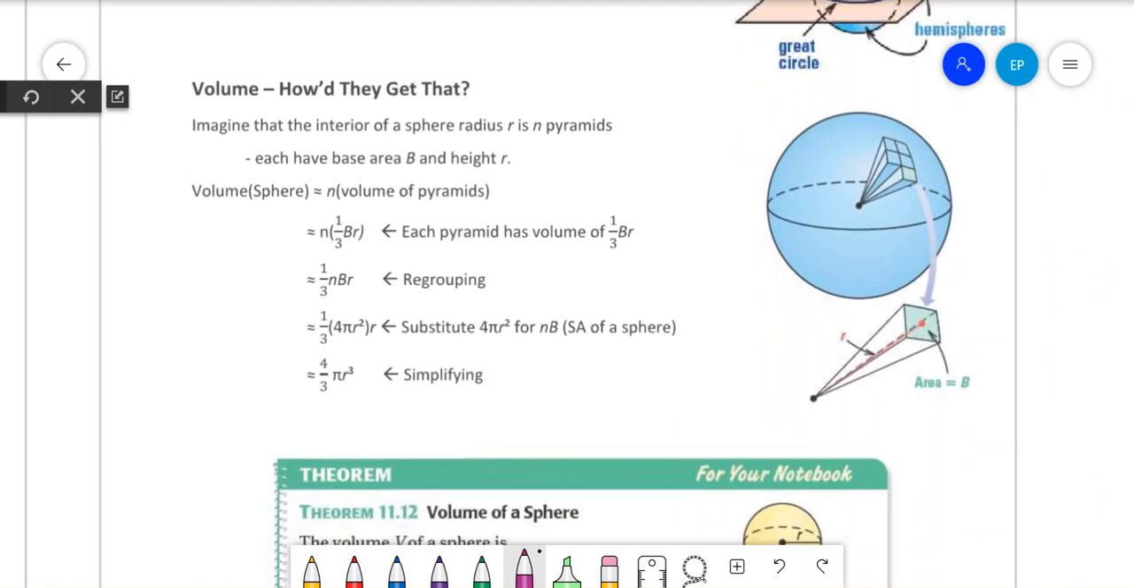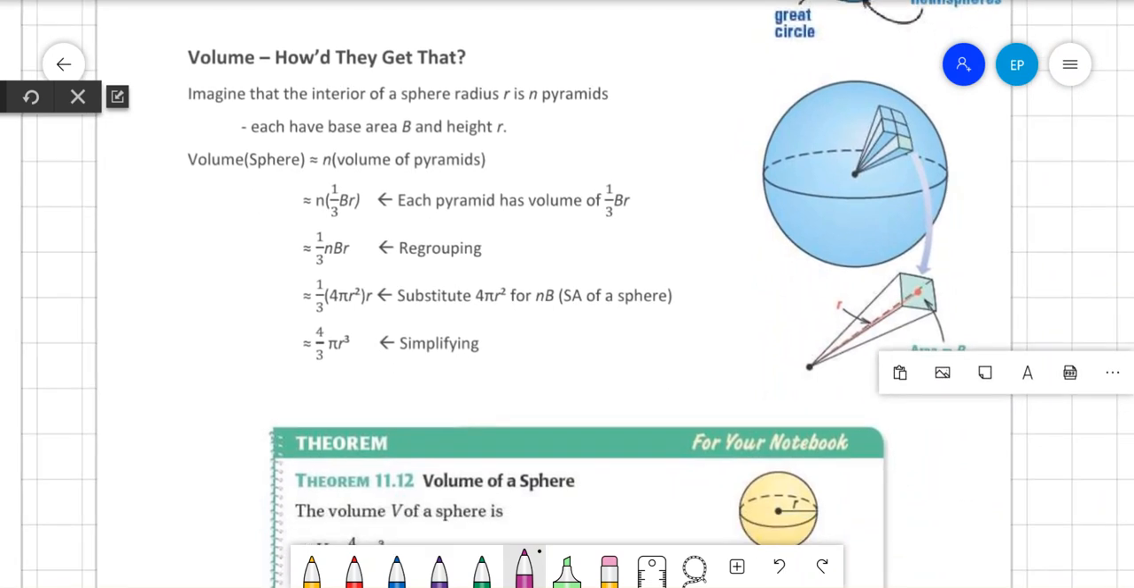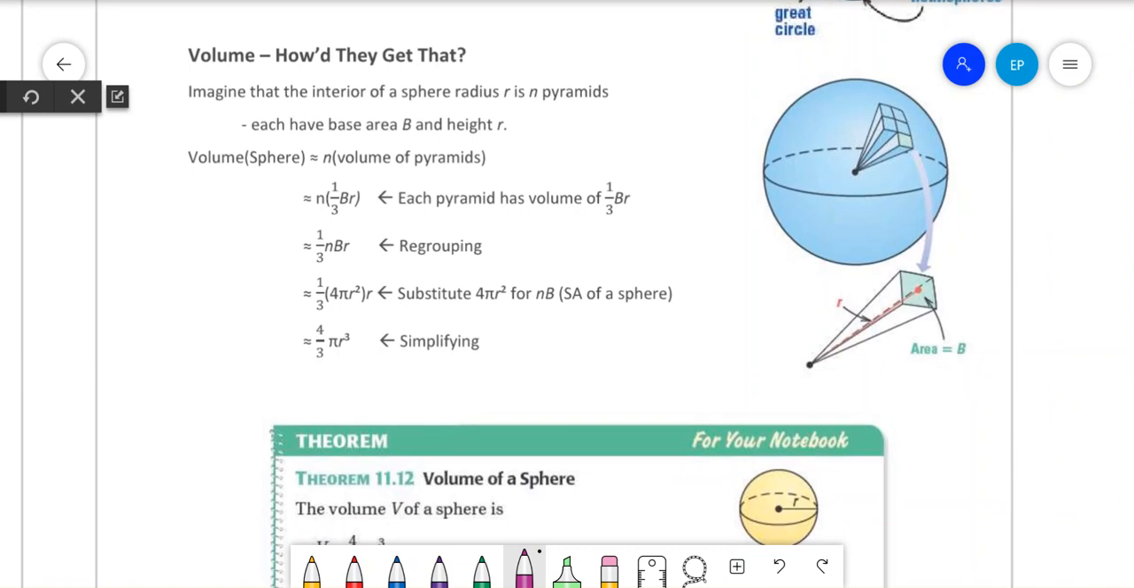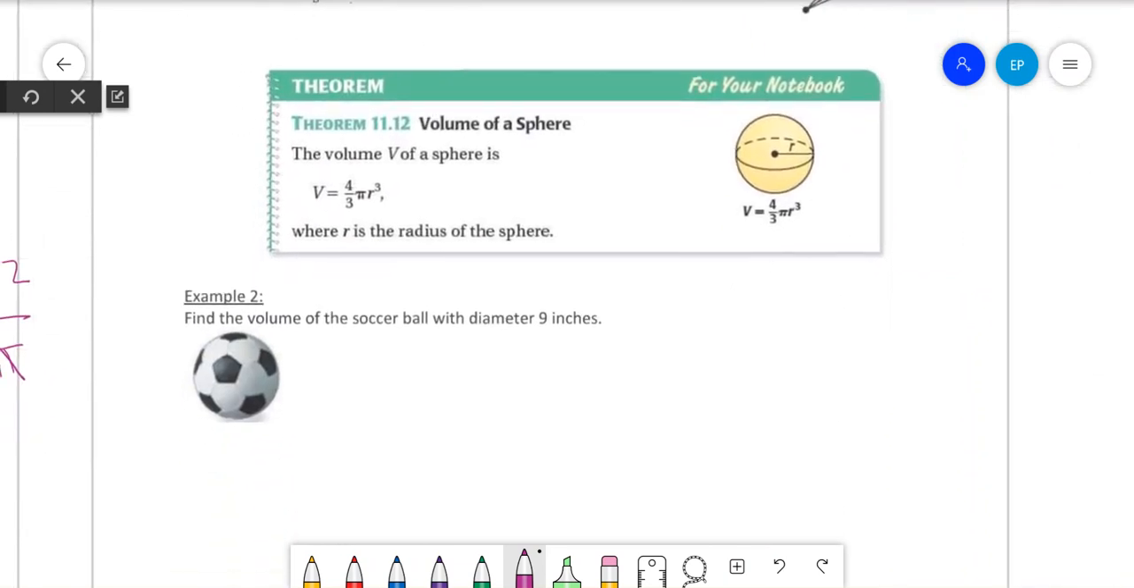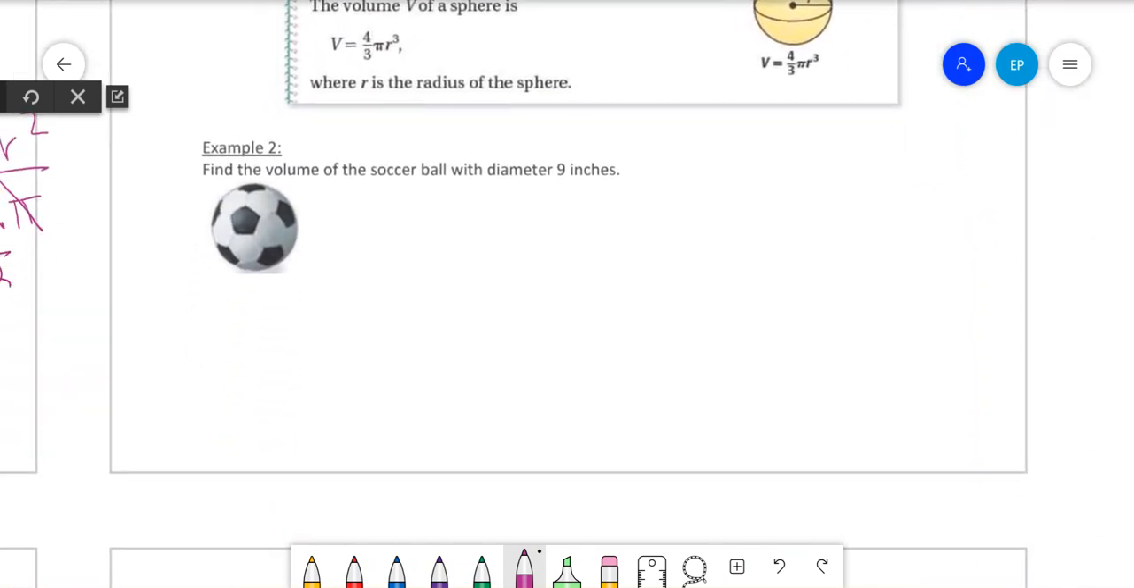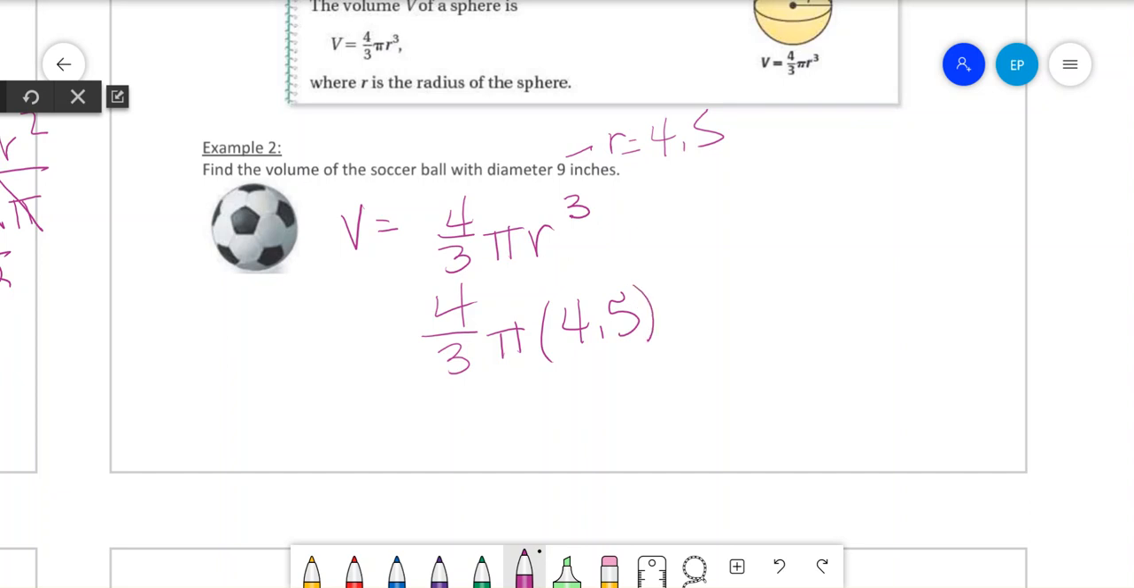Volume, you take a bunch of triangles and you can calculate them all out. And here's the breakdown of how the formula comes about. We're just going to use the formula for sake of time. 4/3 pi r cubed. So if the volume equals 4/3 pi r cubed and my diameter is 9, that means my radius equals 4.5. I'm going to go 4/3 pi times 4.5 cubed.